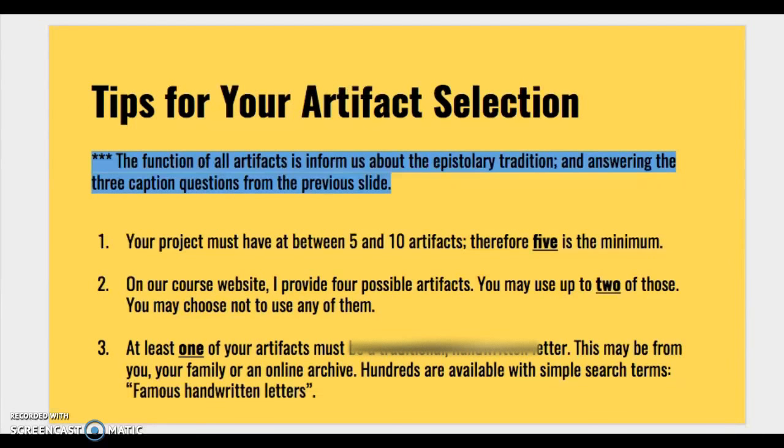Or letters that you find in research. If you do a Google search on famous handwritten letters, you'd be surprised at what you find. But we have to handle a letter employing the criteria or characteristics that we've isolated. So there are a total of 5 artifacts, up to 10, 2 of which you may get from the sources that I've provided, but that's optional, up to 2 of them. And 1 must be a handwritten letter. All of these are intended to get at a criteria or characteristics of the epistolary tradition.